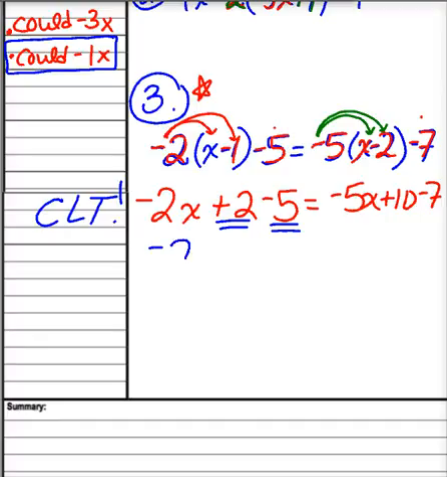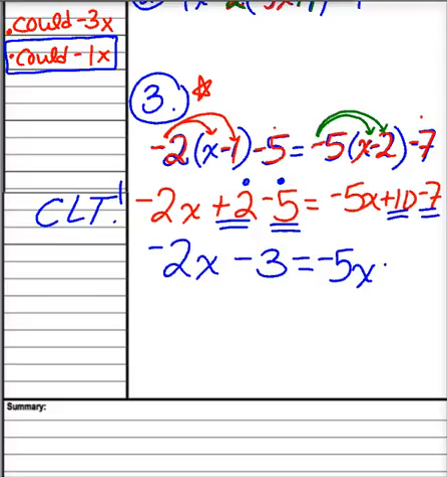I have the negative 2x. That doesn't go with anyone over here on the left-hand side. But 2 take away 5 is minus 3, so that'll clean that up. On the right-hand side, negative 5x has no friends, but 10 take away 7 is 3. Now my variable's stuck on both sides, so I need to move them over.